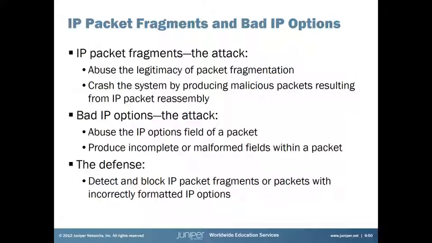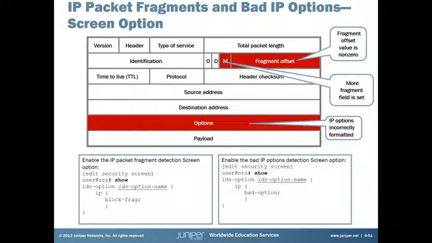Then there's the bad IP options attack, abusing the IP options field. The defense is to block IP packet fragments or packets with incorrectly formatted options. And that's it there: the IP block frag and the IP bad option.